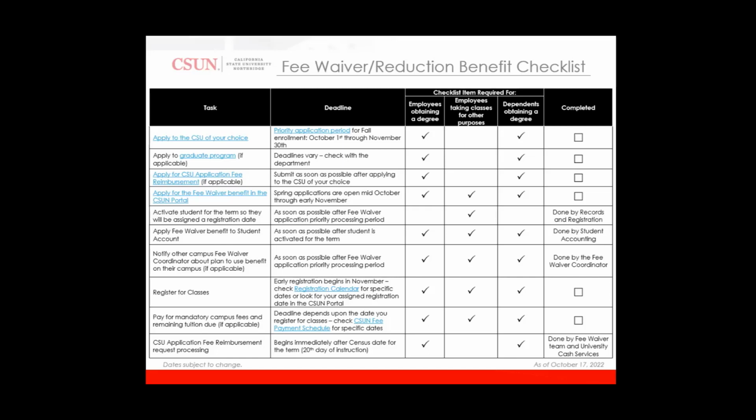A few other important tasks on here to review are the activation, student account, and register tasks that will be reviewed in detail later in the presentation. The activate student for the term, so they will be assigned a registration date, is a behind-the-scenes task done by Records and Registration. Similarly, the apply fee waiver benefits to student account is a behind-the-scenes task done by Student Accounting. The register for classes task would be for the fee waiver recipient to complete.